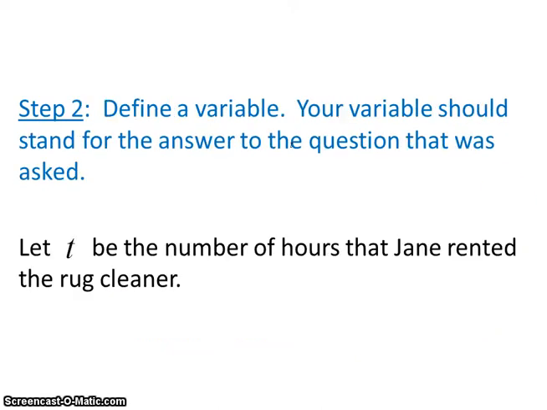So step two, now that we've focused on our question, we're going to be defining a variable, and that just means we state in a sentence a letter that's going to stand for what we're looking for in the problem, and we want to make sure we know what it's standing for, because at the end of the problem we're going to end up with a solution of t equals some number, and we want to know what t stands for. So a lot of times if you don't do this step, you might end up finding the wrong thing or not knowing what you're looking for at the end. So in this case, we're going to define the letter t as our variable. It's going to be the number of hours that Jane rented the rug cleaner.